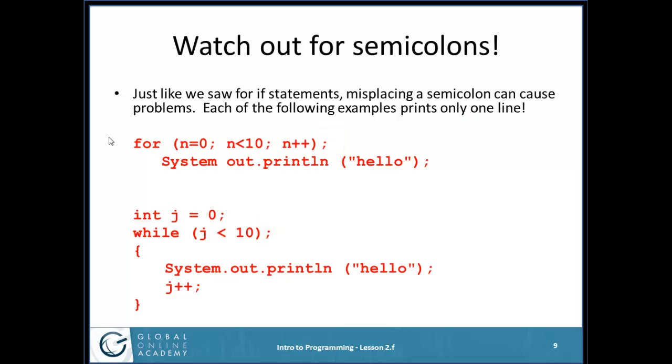An easy mistake to make because it looks right to the human eye, but watch out for those semicolons after the parentheses for the conditions on either a for or a while loop.